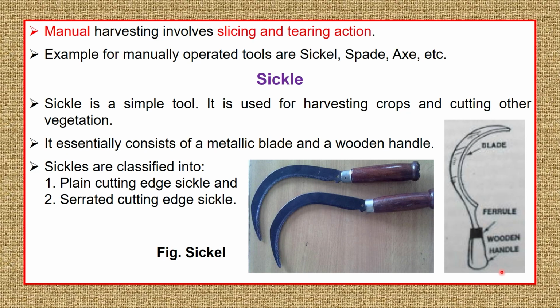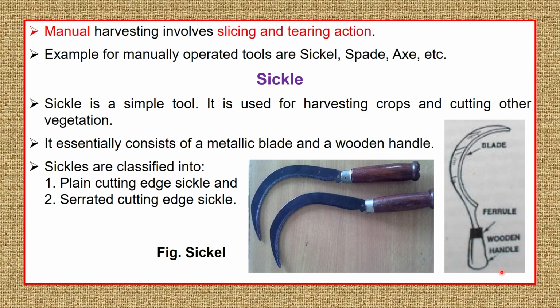It has been used as a harvesting tool since ancient days for crops like finger millet, ragi, paddy, wheat, and other crops, where the farm labor can hold the crop in one hand and cut it with the other hand using this sickle. It essentially consists of two parts: one is a handle, another one is a metallic blade.